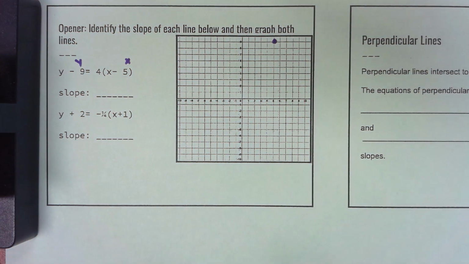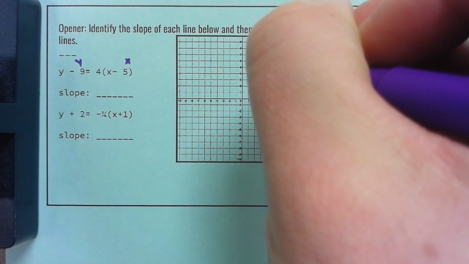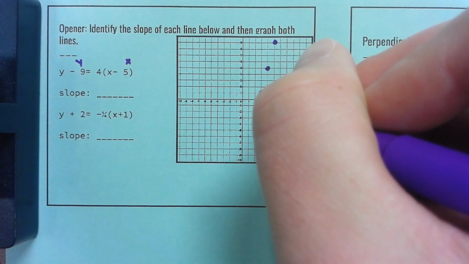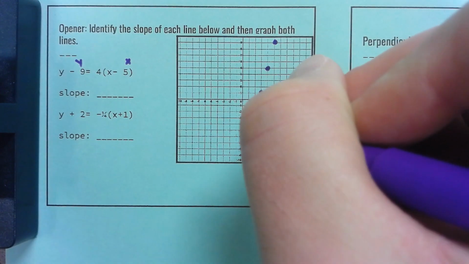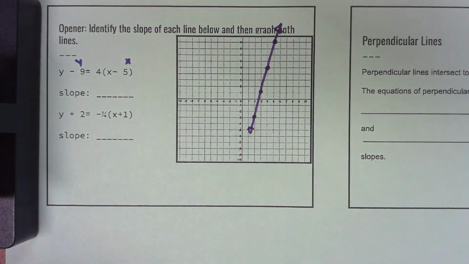Going up 4 and right 1 will not put a point on this graph. So instead, I'm going to go down 1, 2, 3, 4, and left 1. Slope of this line is 4.